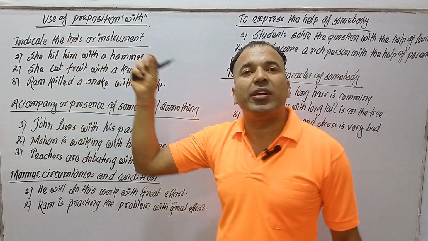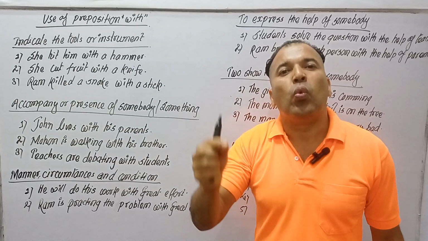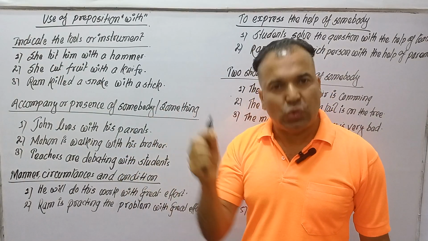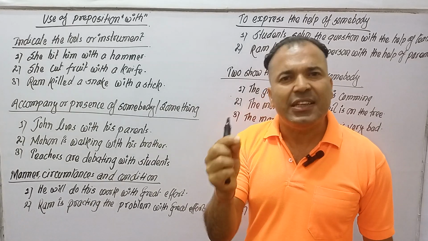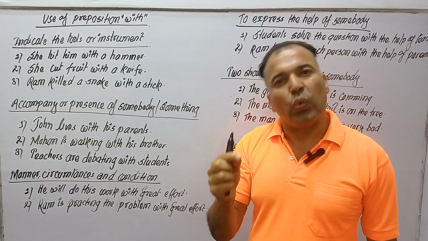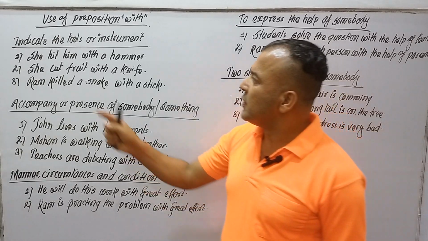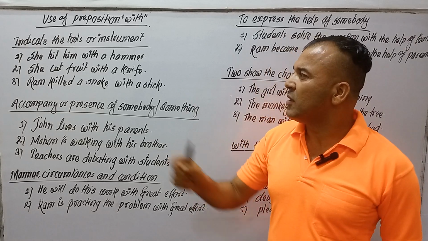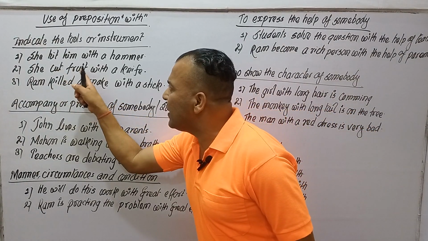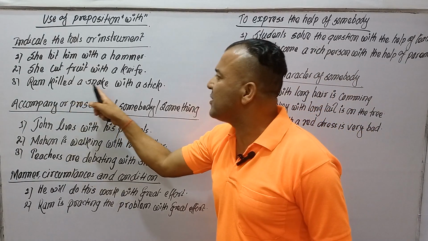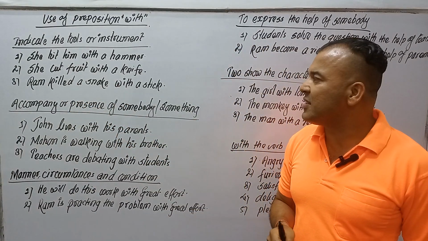Alright. So, in which condition do we have to use with? To indicate tools or instruments, while we are using any instrument or tool. In this condition, we always use with. See, hit with a hammer. She cut fruit with a knife. Ram killed a snake with a stick.